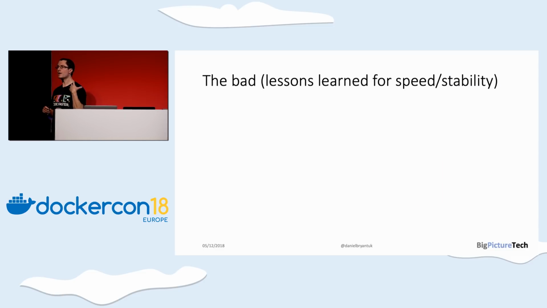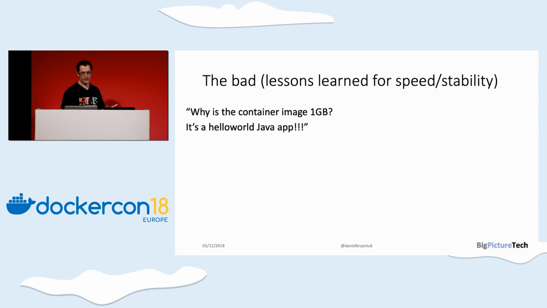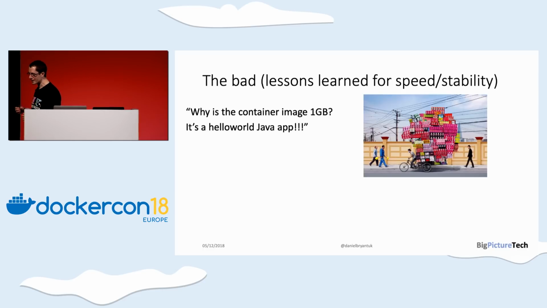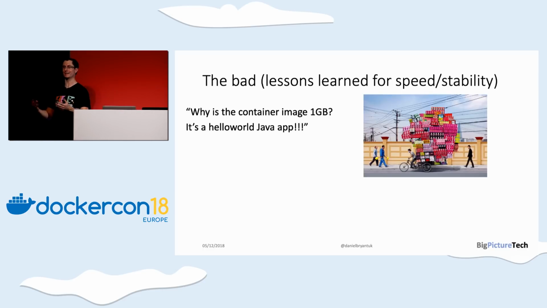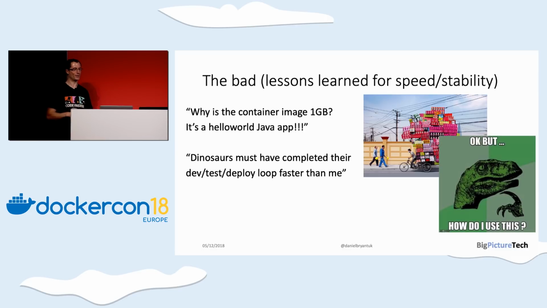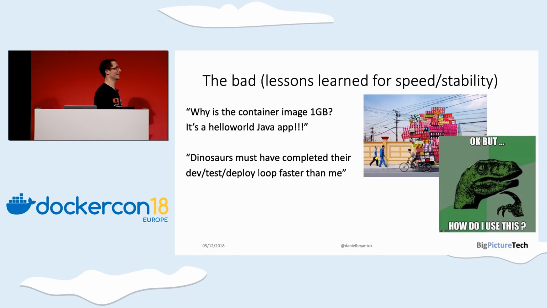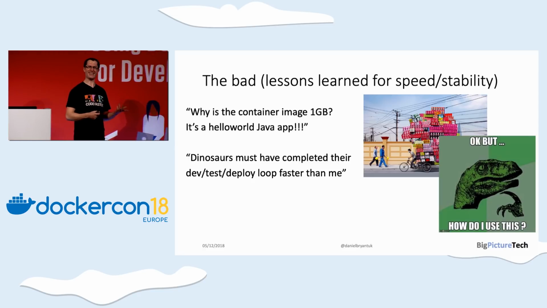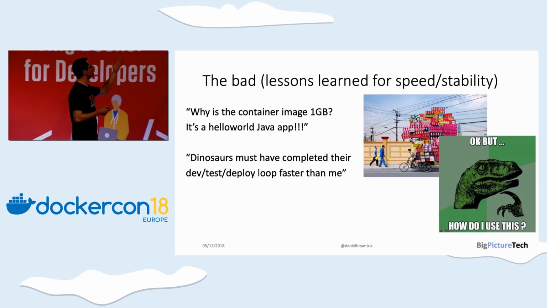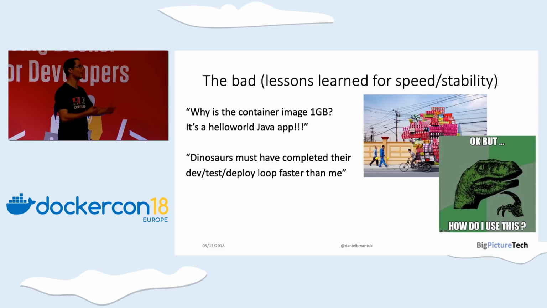Some of the bad stuff I've done, or mistakes I've made, or I've learned from my team. So often the pushback is this: why is this container image a gig? It's a hello world app. And often it's that we're just putting too much in the container without realizing. Dinosaurs have completed their dev test loop deploy faster than I can. I'm like, really? But point taken: big images take a long time to build, complex images take a long time to build.